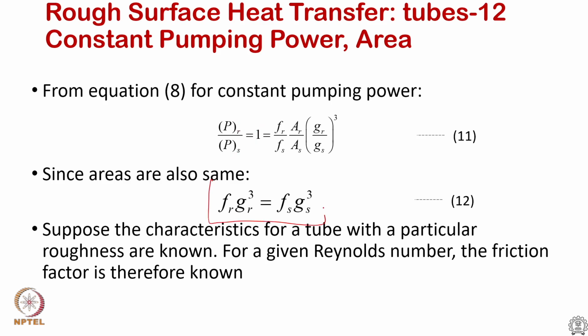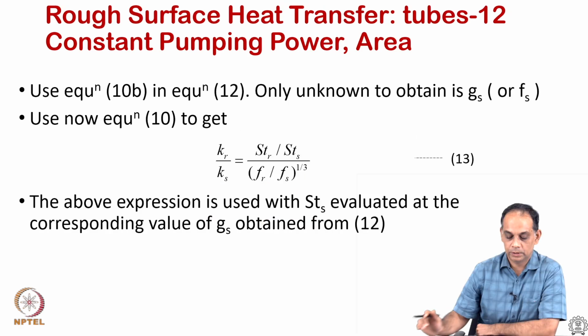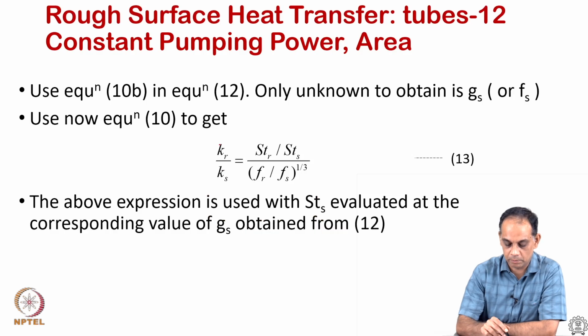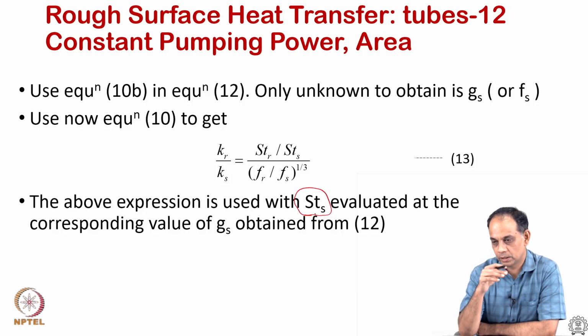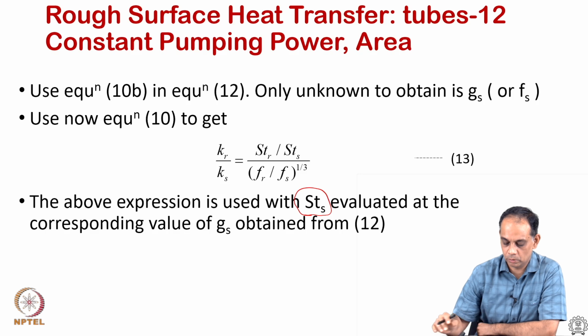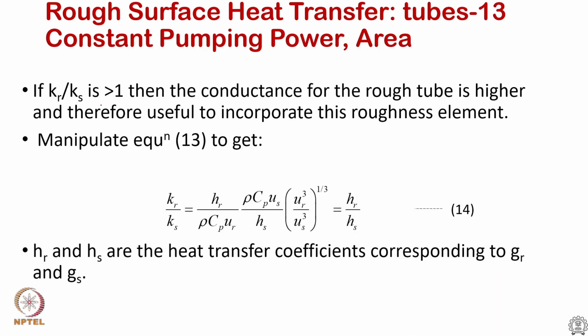So, we get an expression which is the friction factor times the mass flux ratio of the rough tube raised to the power of three, and the smooth one times this. Similarly, the conductance ratio stays the same, and usually we know the Stanton number and the friction factor for smooth tubes, which are well established. So, now we have all the expressions, and we know all these factors for Kr by Ks. If we put it in and it is greater than 1, then we know the conductance of the rough tube is higher. Therefore, it is useful.